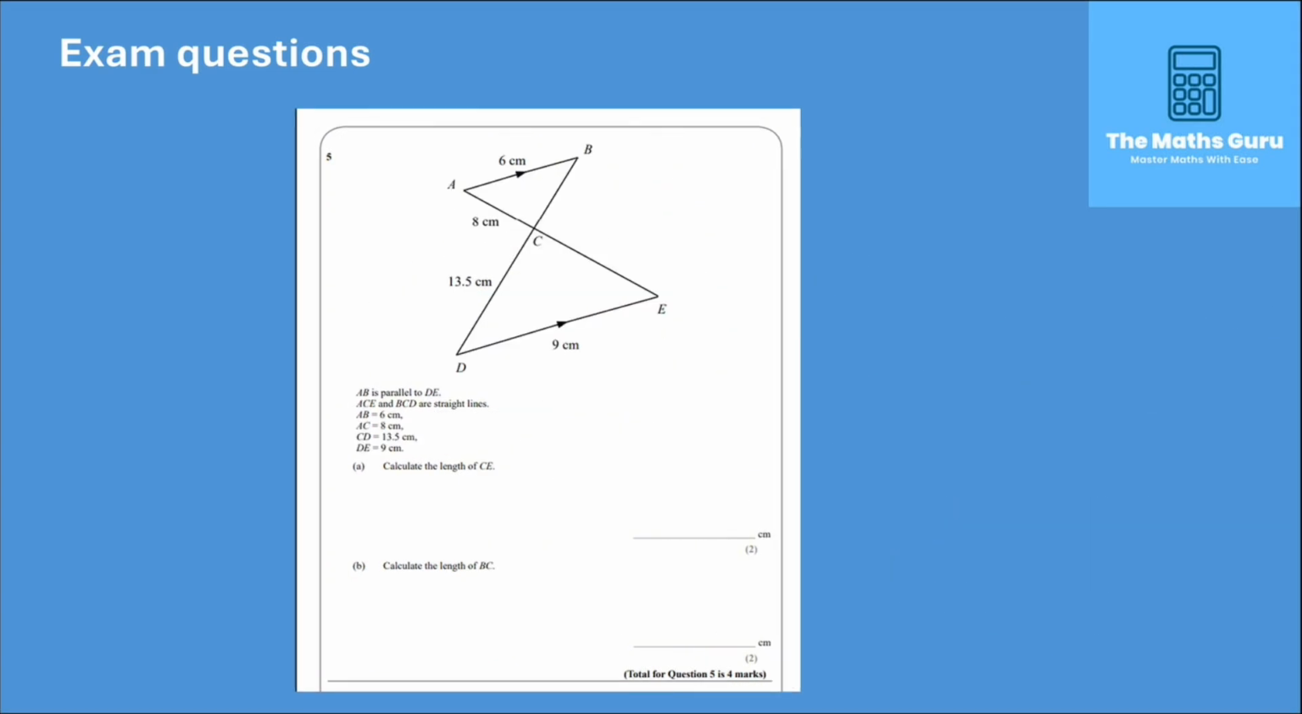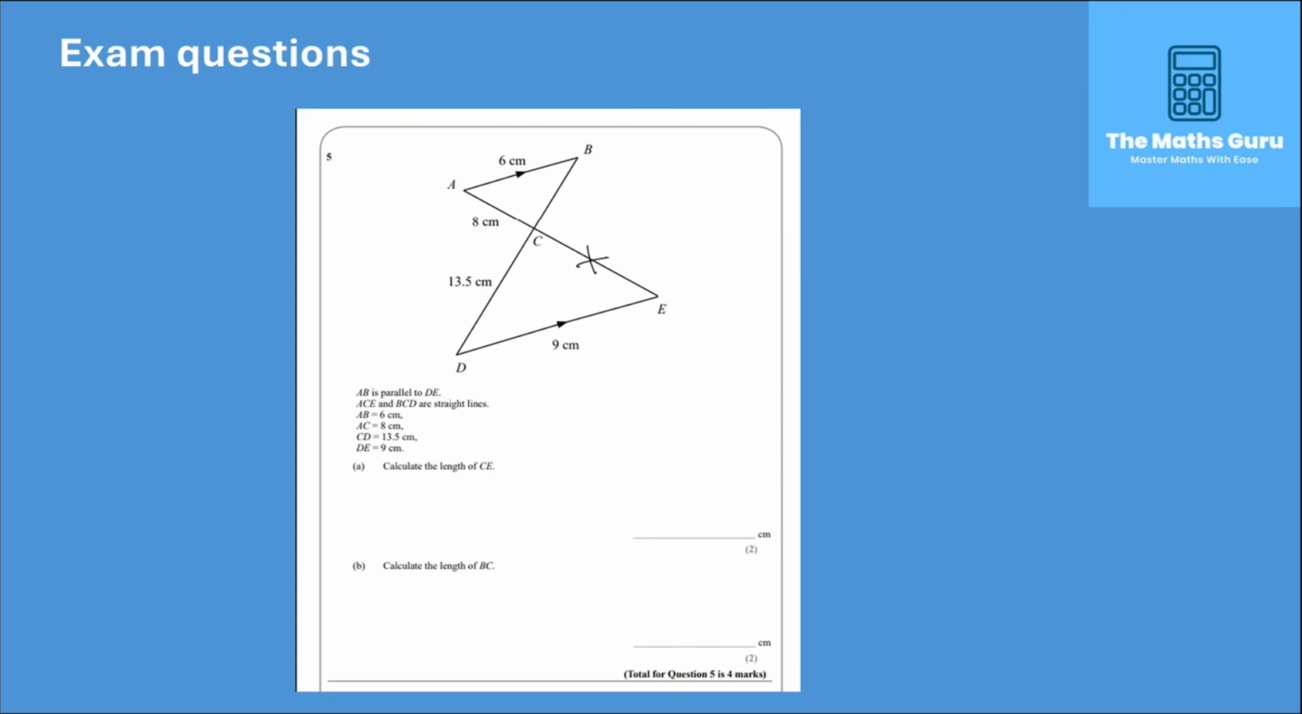Moving on to the next question. We are told that AB is parallel to DE. ACE and BCD are straight lines. AB is equal to 6 centimeters, AC is equal to 8 centimeters, CD is equal to 13.5 centimeters, and DE is equal to 9 centimeters. We need to calculate the length of CE, so this one right here. Okay, once again, because we know the lines are parallel, it's going to form our corresponding angles.